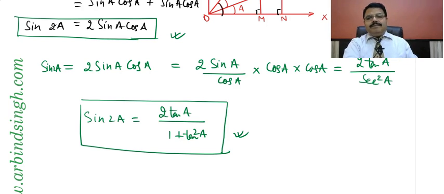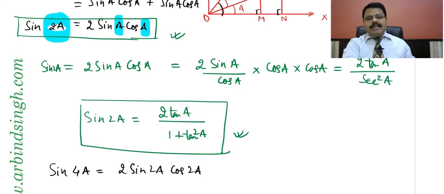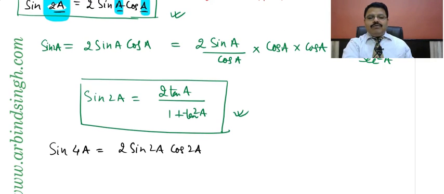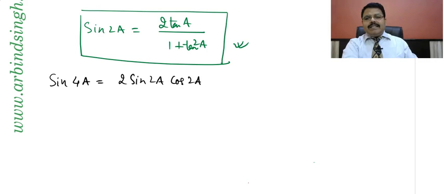Now what about submultiple? If you remember, this is sin 2A, then 2 sin A cos A. It means if the angle is 2A, then this angle is A and A. If this angle is 4A, then that will be 2A and 2A. Similarly, sin 4A can be written as 2 sin 2A cos 2A, isn't it? Half of this angle will come here and here. Similarly, if there is sin A, then half of this angle will come here, so that will be 2 sin A by 2 cos A by 2.